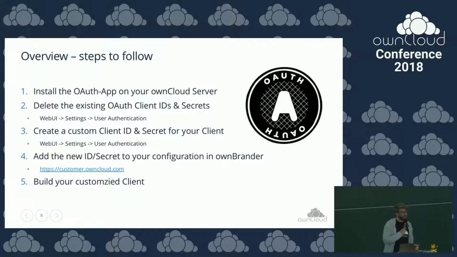So of course you need to install the OAuth app on your server. Then you will need to delete the existing OAuth client IDs and secrets. We will see that in a second. Then create custom IDs and secrets for your clients. And these client IDs and secrets then need to be added to your configuration in the ownbrander tool. And then you can brand your client or build your client. This will take up to, I think, 24 hours or so, and then you can use it. All right.